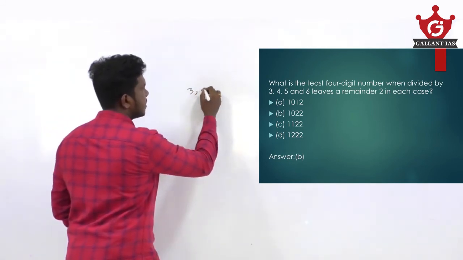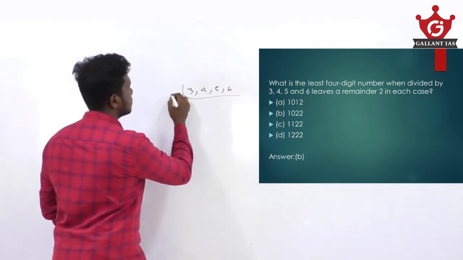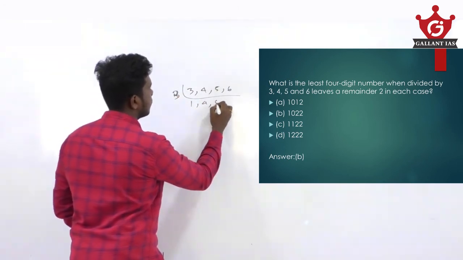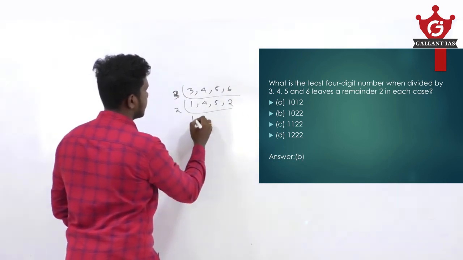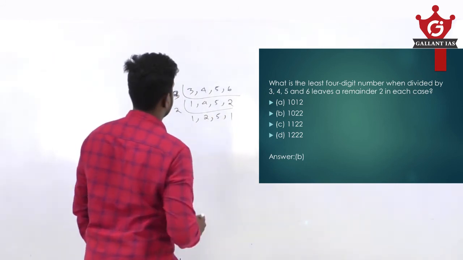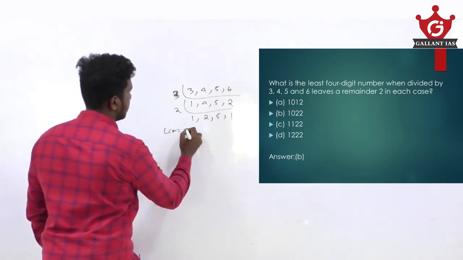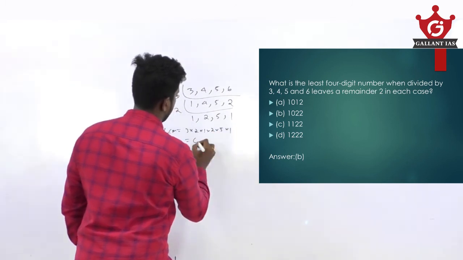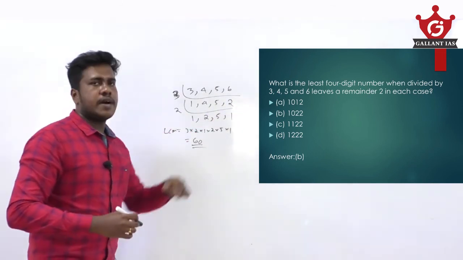So first of all, find the LCM of 3, 4, 5 and 6 by the long division method. I think you all know the concept of the long division method, right? So your LCM is 3 into 2 into 1 into 2 into 5 into 1, that is 60. LCM is 60. So divide each value by 60.